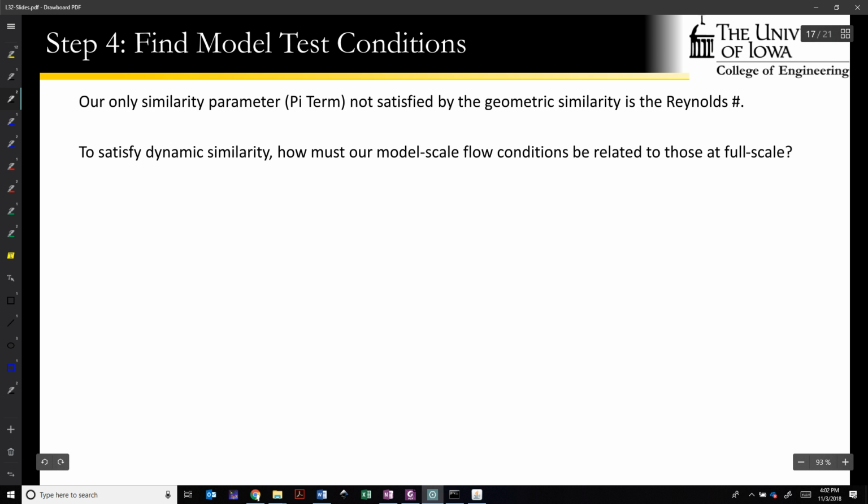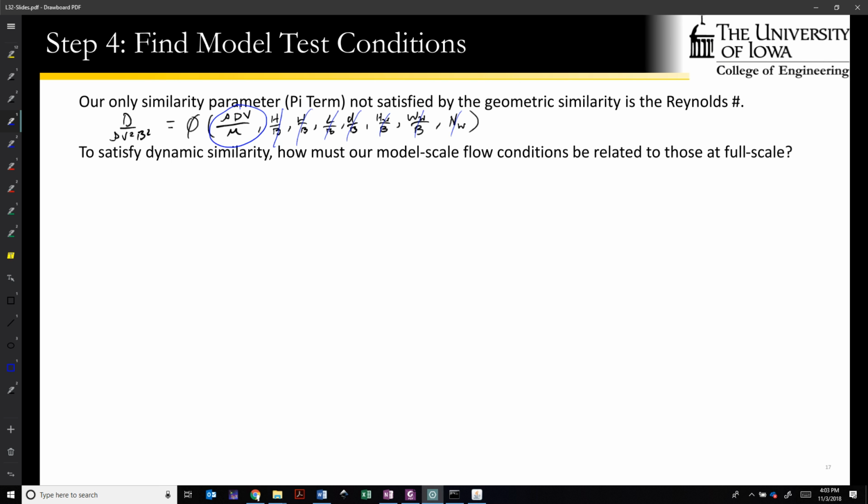The nice thing here is that if we look at our dimensionless relationship, if we say we've got drag over rho v squared is equal to some function of rho d v over mu, h over b, w over b, l over b, d over b, w over b and number of windows, then by satisfying geometric similarity, we have taken care of all of the pi terms that involve only geometric features. This leaves only one single pi term, that is our Reynolds number, left on the right-hand side of our equation.